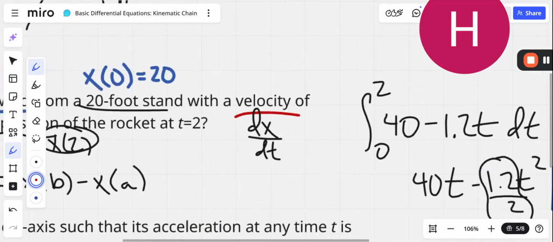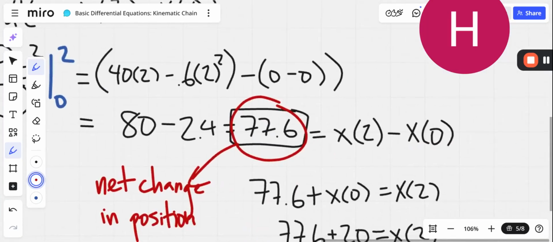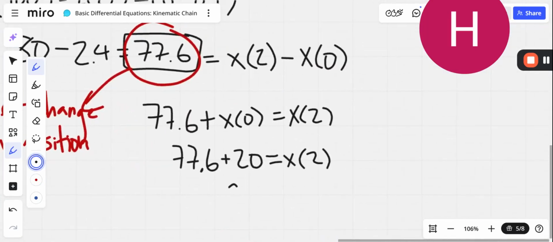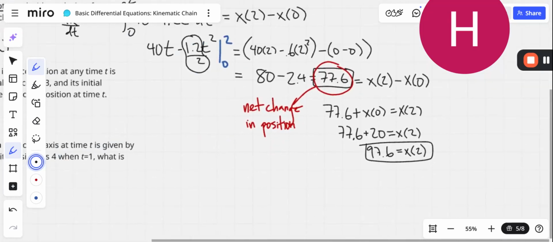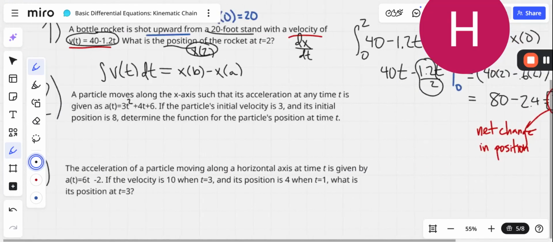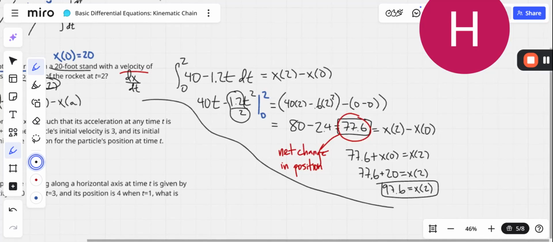I forgot, is this feet? Yeah, 20-foot stand. So I guess everything we just assume is in feet. That's going to give us 97.6. That is the position x2, the position at time 2. Okay, great. Let's take a look at problem 2. That was easy. That was number 1. That was just like a warm-up problem.